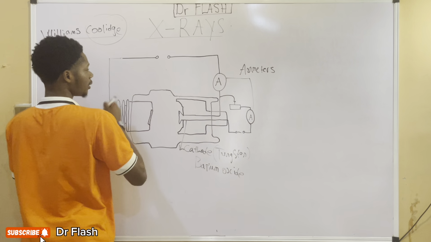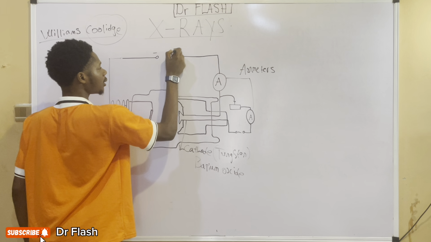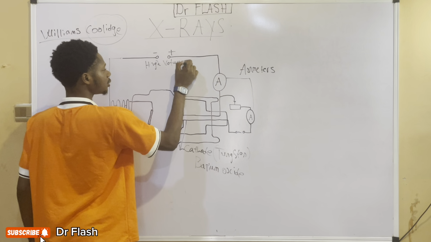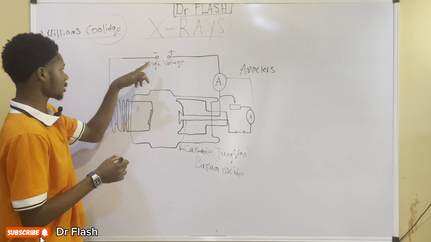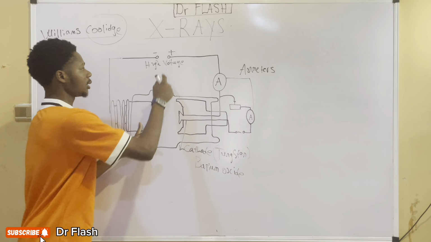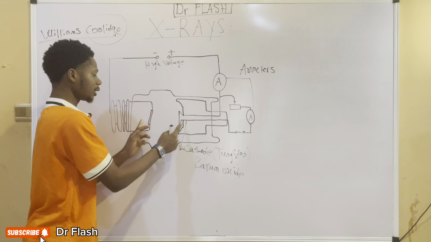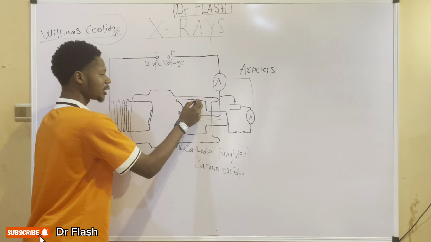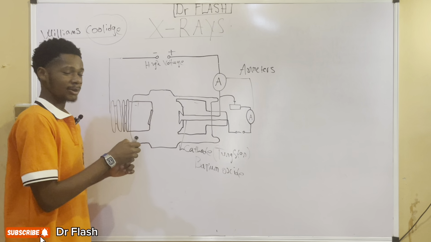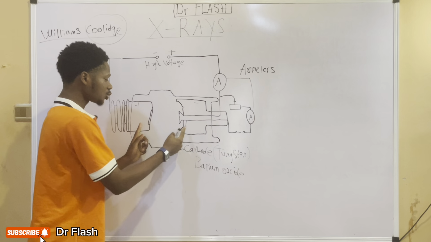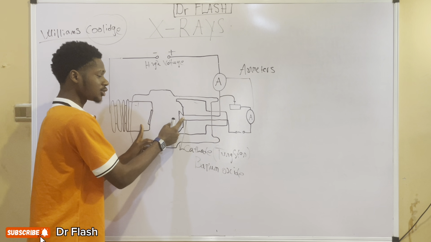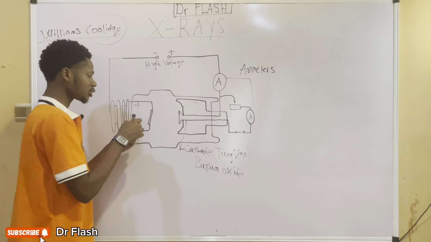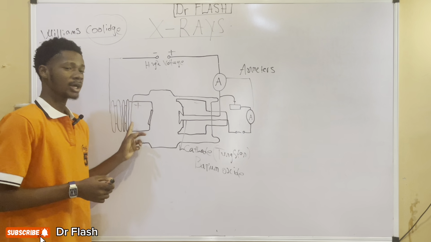And over here we have a high voltage. The reason we have a high voltage is that the negative part is connected to this terminal and the positive part is connected to this terminal, so there will be a potential difference in between. This one is the cathode, the negative terminal, and this one is the anode, the positive terminal. Since there is a potential difference between these two terminals, when electrons are produced at this point, they will be accelerated to the other point, because this one is positive and the electrons are negative.